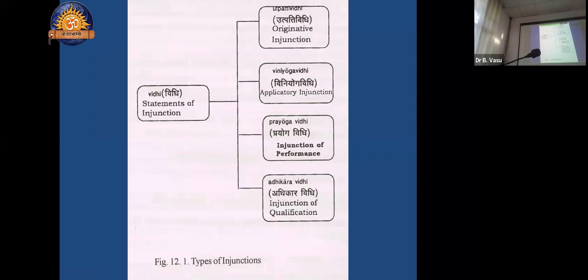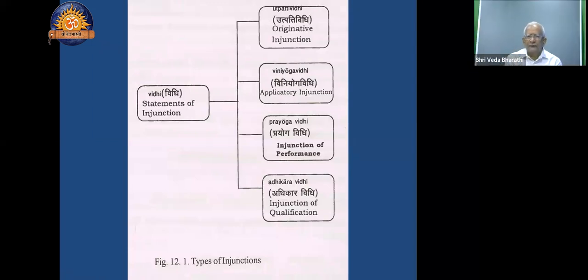Similarly, the statement of injunction. How many types of injunctions are there? They are called Utpatti Vidhi, Vinyoga Vidhi, Prayoga Vidhi, and Adhikara Vidhi.